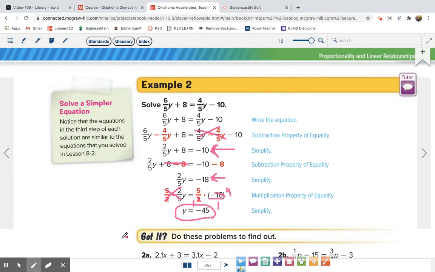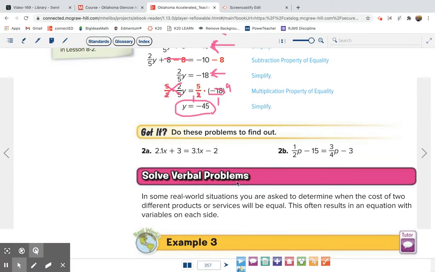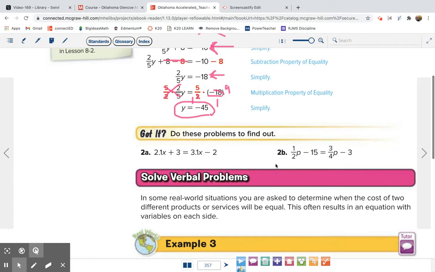Okay, so let me scroll down. I want you to try 2a and 2b so we can get good practice with these, okay? They are decimals and fractions, so try your best. If you don't quite understand this one, you can just put I don't know, and I'll let you move on past this one.